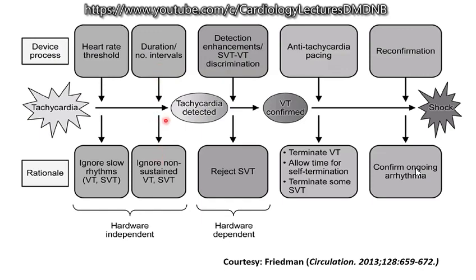So the device will then detect the tachycardia. Following that, the device goes to detection enhancement, whether it's a supraventricular tachycardia or ventricular tachycardia. That is also dependent on, like we do with ECG criteria. Common is onset. For example, sinus tachycardia is slow onset, whereas VT is a sudden onset.